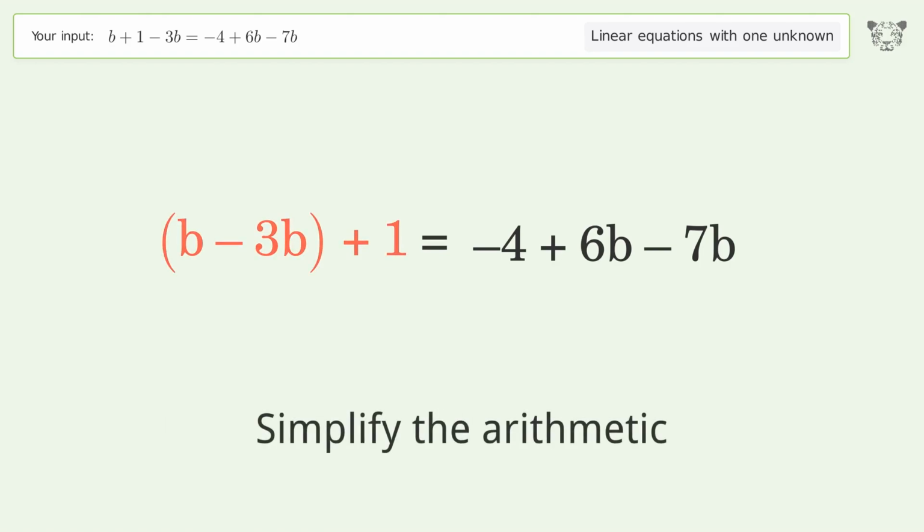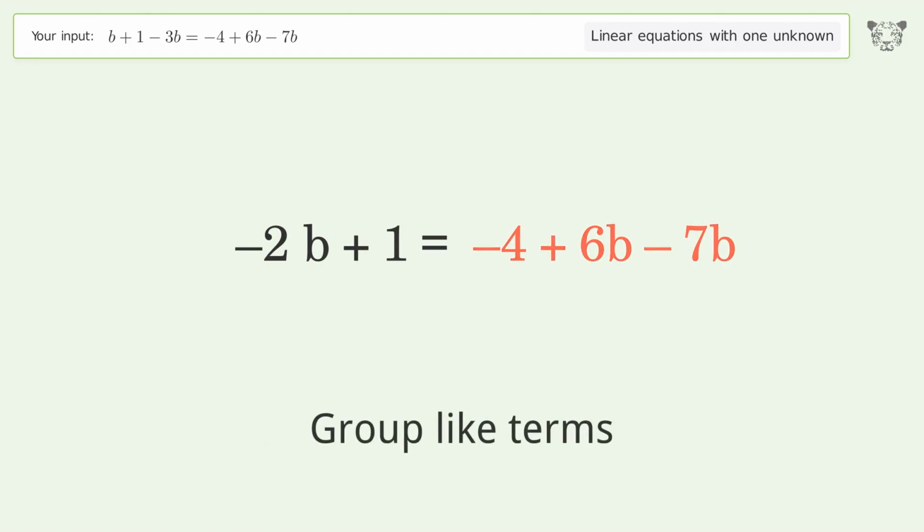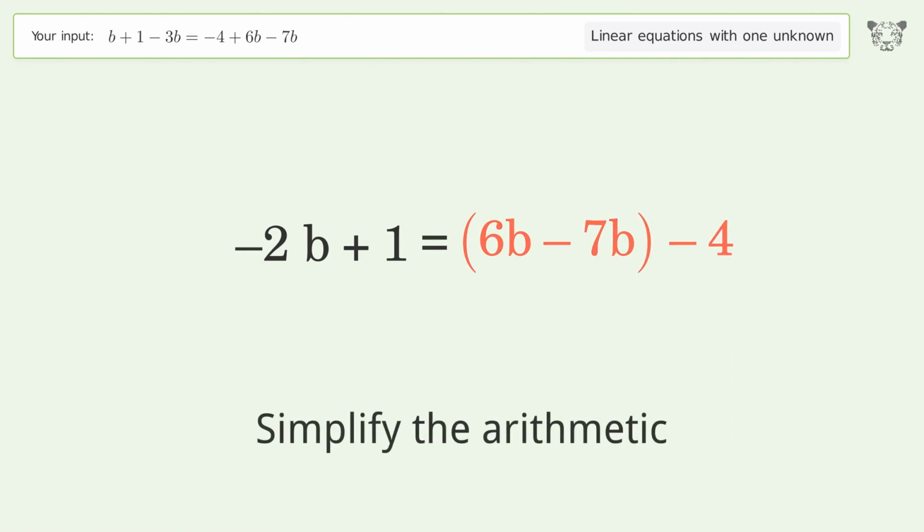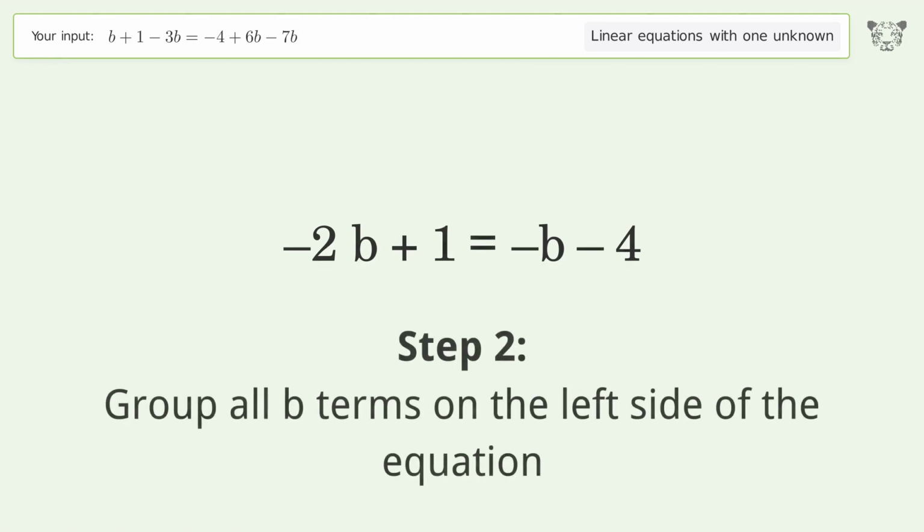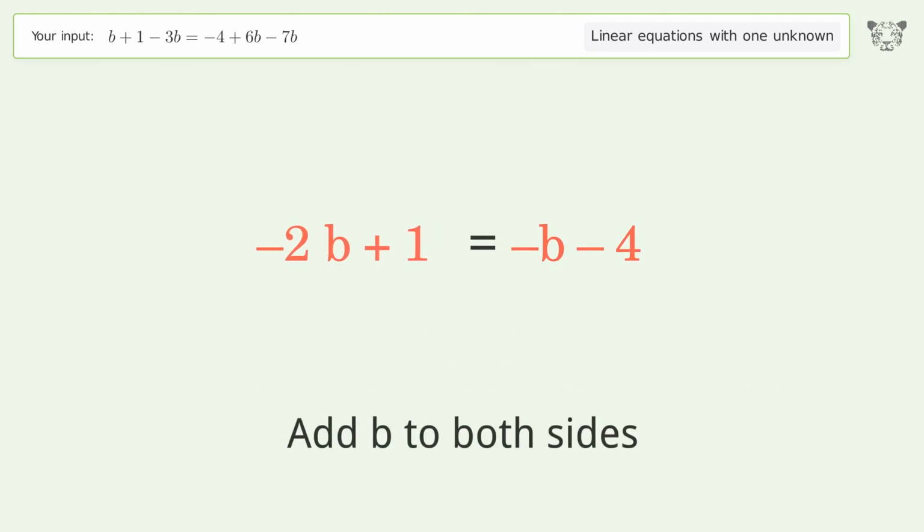Simplify the arithmetic. Group like terms. Simplify the arithmetic. Group all b terms on the left side of the equation. Add b to both sides.